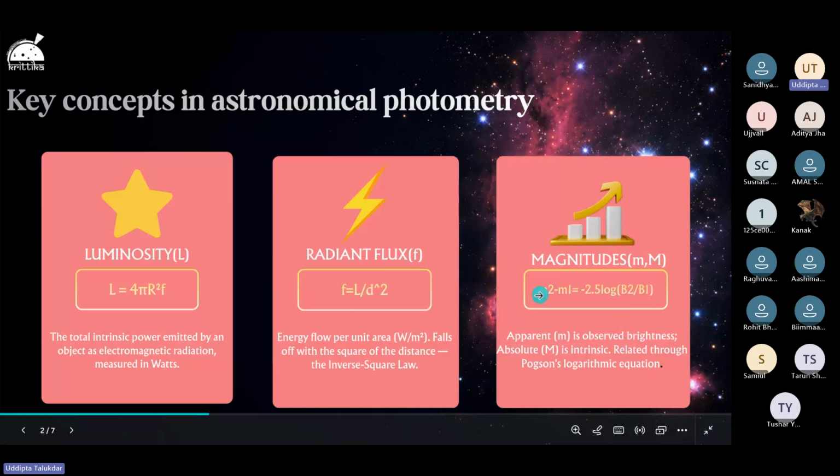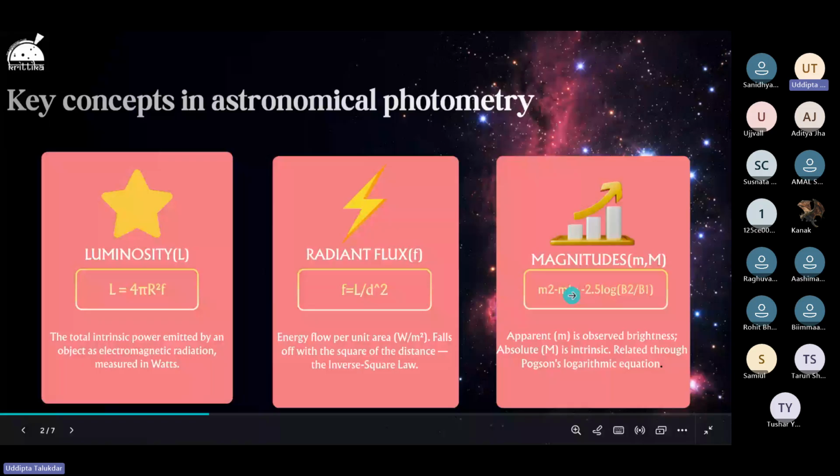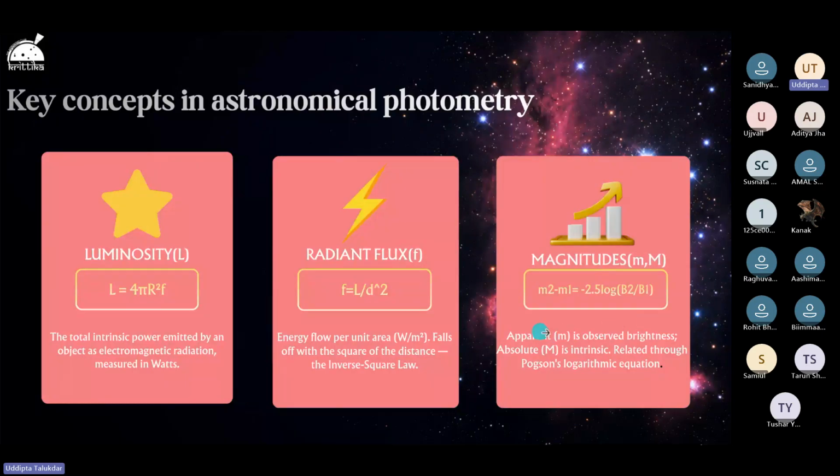If capital M was compared here for two stars, we would write L2 by L1 instead of the radiant flux here. But we don't emphasize capital M here because it's mostly of no use, since it is not the intensity or brightness that we perceive. This is the brightness or intensity difference that we perceive between stars. So small m depends on distance and capital M doesn't.